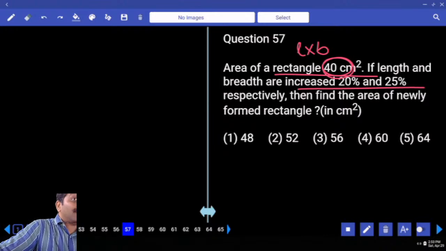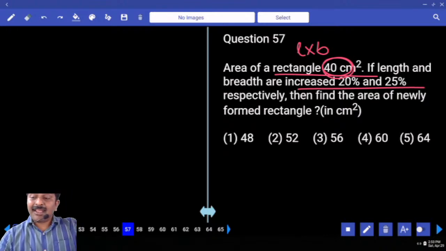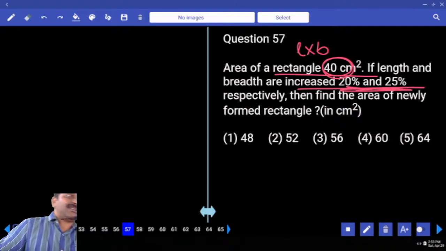Come on. When you can't identify length and breadth separately, can you increase the values and get the answer? So can you answer the question? Yes or no? We can answer the question.